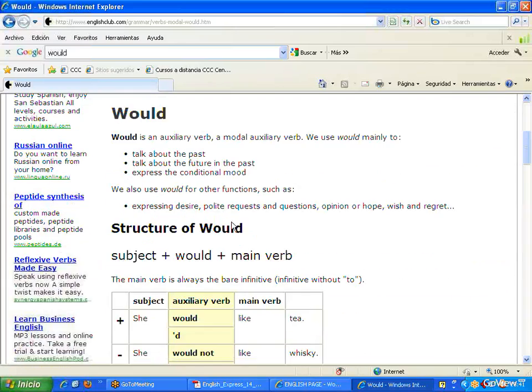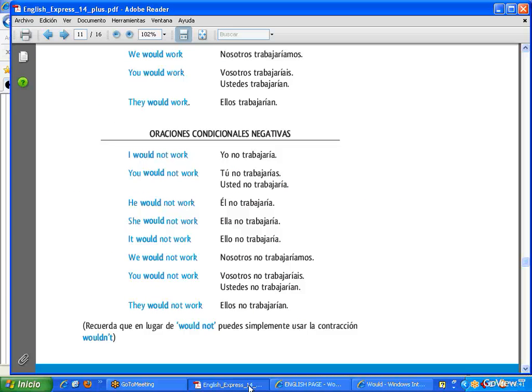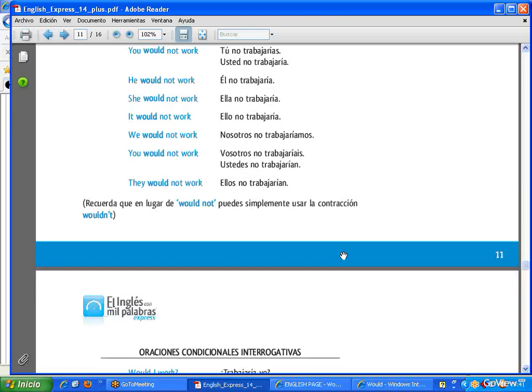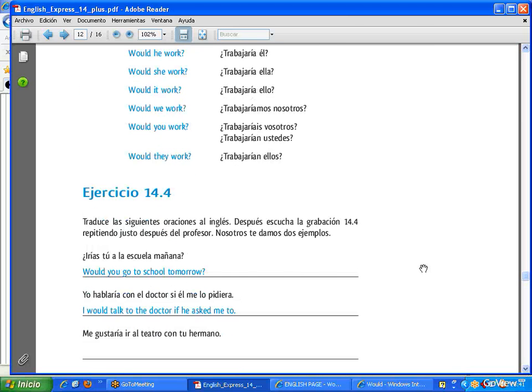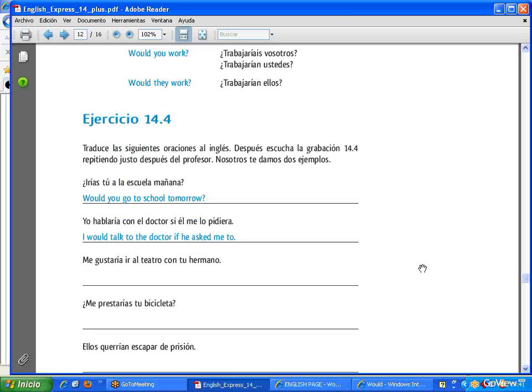Here's an example. Would you go to school tomorrow? Si tiene oportunidad, huh? If you have the opportunity. Would you go to school tomorrow? This is a conditional, okay? And here's a conditional. I would talk to the doctor if he asked me to. Here you can say with the doctor or to the doctor, okay? It's the mismo. If he asked me to, okay?